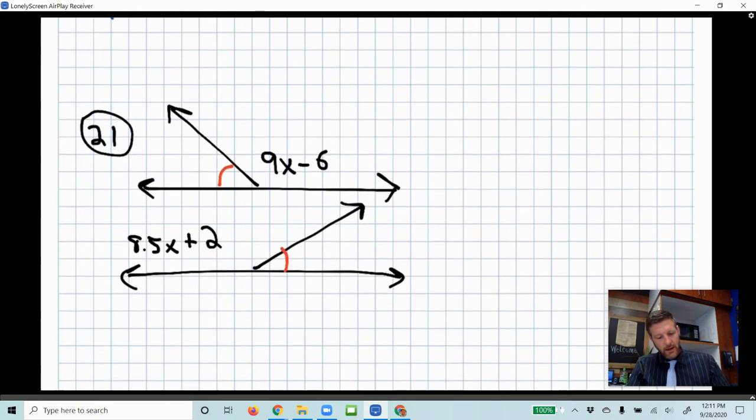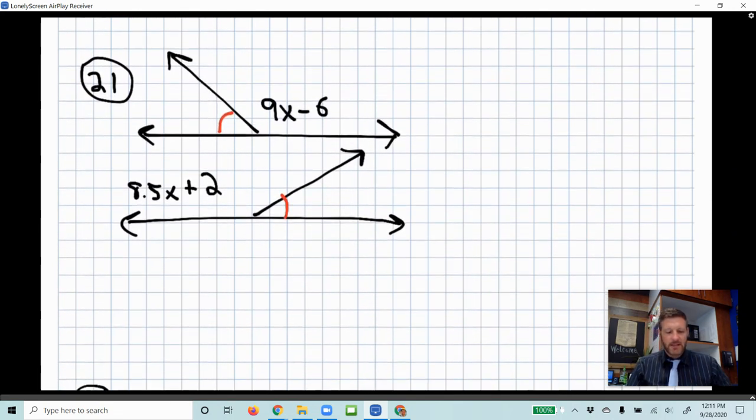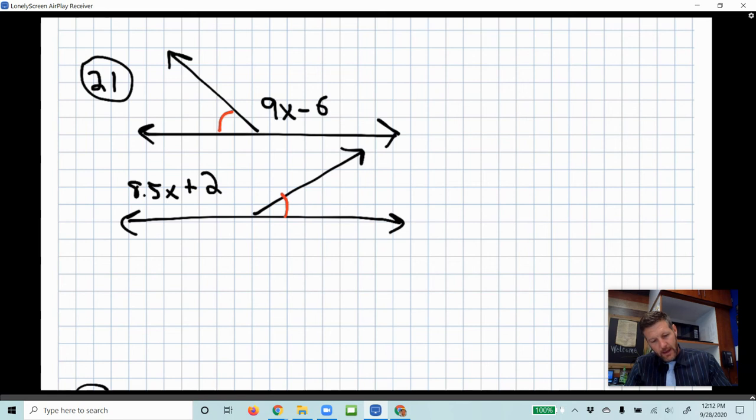All righty. Number 21, same type of idea, except now we have supplementary angles. These are supplementary angles. Because 9x minus 6 is supplementary to this angle, and we know that 8.5x plus 2 is supplementary to this angle, and these two are congruent, that means these two must also be congruent. That's the example of the supplementary. It's called the congruent supplements theorem. That's the same as the congruent supplements theorem, even though I forgot the name of it for a second.